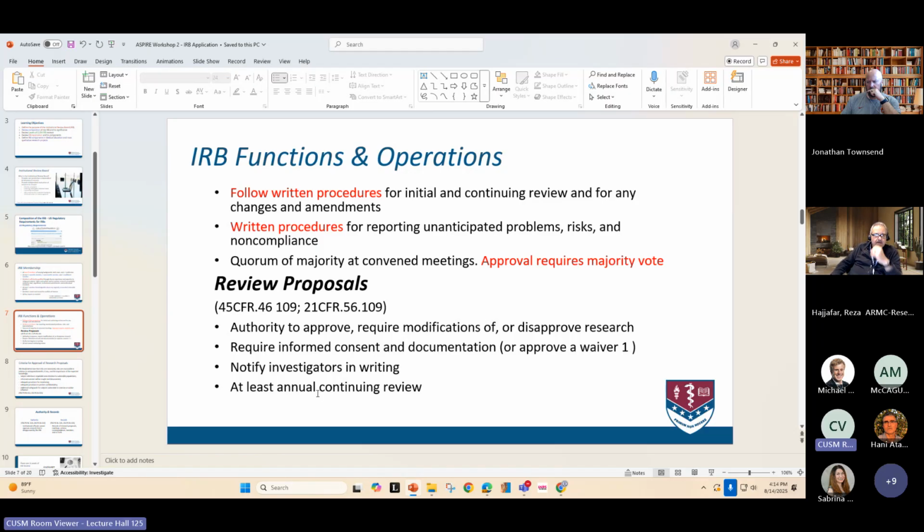At least one annual continuing review must be done. That's why in our CUSM IRB processes, we are granted approval for 1 year. In larger institutions, because they're larger, sometimes their approvals last not just 1 year, but maybe 2 years. Because it's a larger institution, they don't have the capacity to keep reviewing protocols every single year, as an example. But our institution, we're compact enough that we can review proposals on a yearly basis.